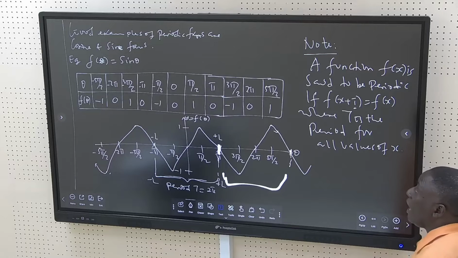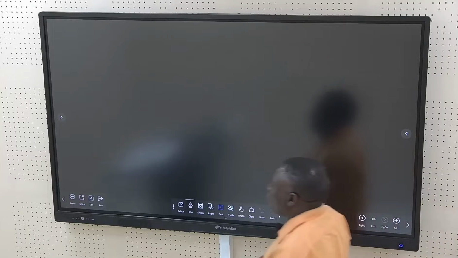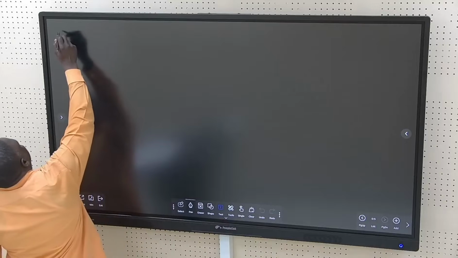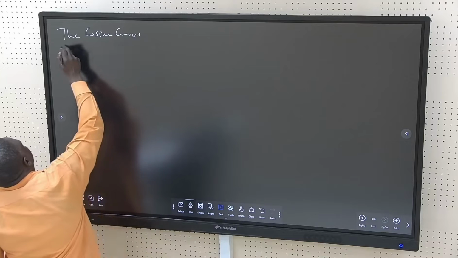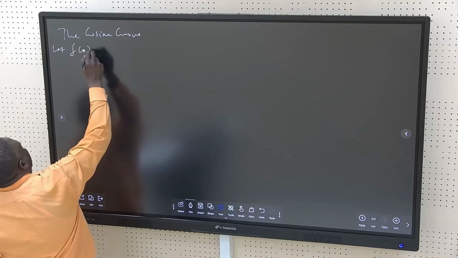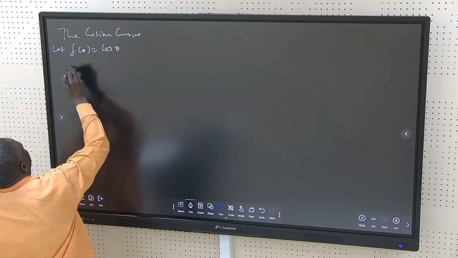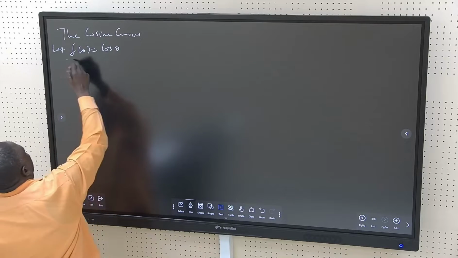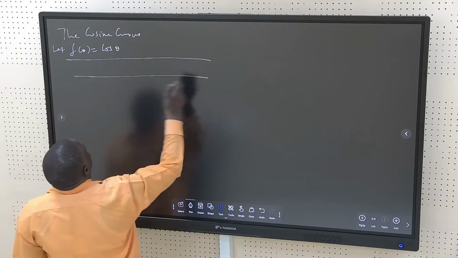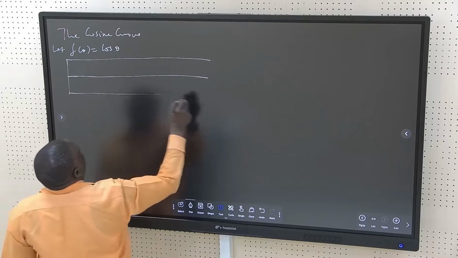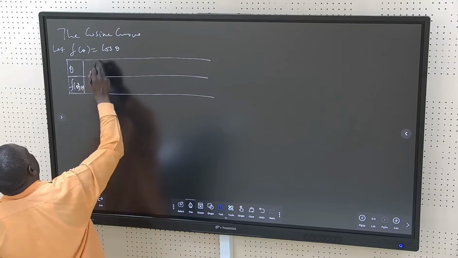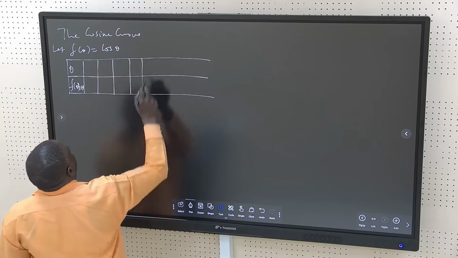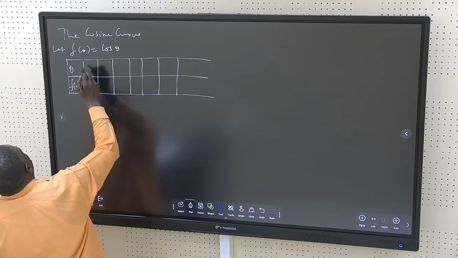Likewise, the cosine curve is also periodic. Let us see how it looks. The cosine curve: say that f of theta equals cosine theta. So you can have a table of values here. This is f of theta, which is y.